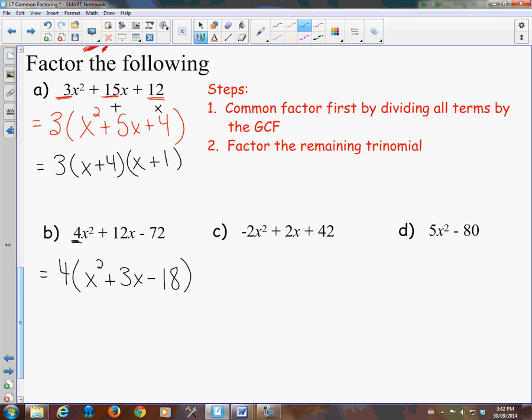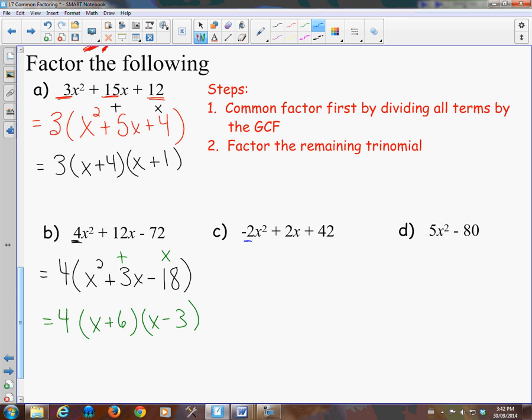So I divided everything by 4. Now I can see that I'm left with a trinomial in the bracket. X squared, x, and a number. I want to find out what multiplies to negative 18 and adds up to 3. So I keep my common factor, my 2 sets of brackets. Multiplies to negative 18 and adds up to 3 would be plus 6 and minus 3. And it might take you a little bit longer to come up with those numbers. That's okay. The better you are with your multiplication tables, the easier factoring will be.